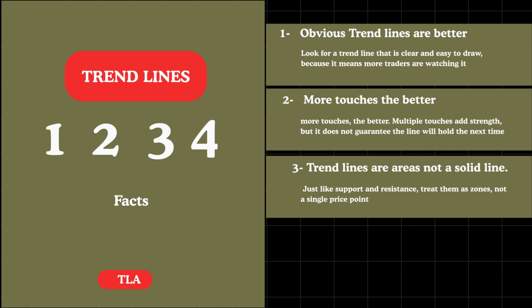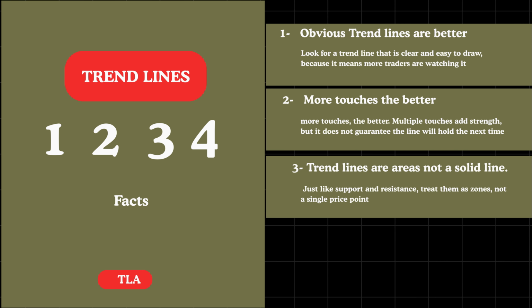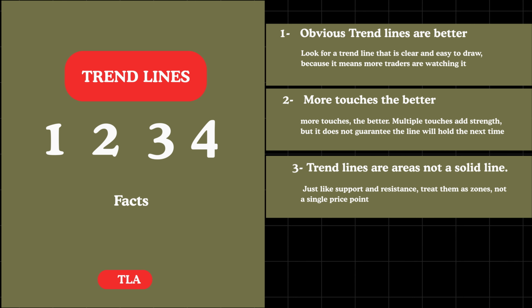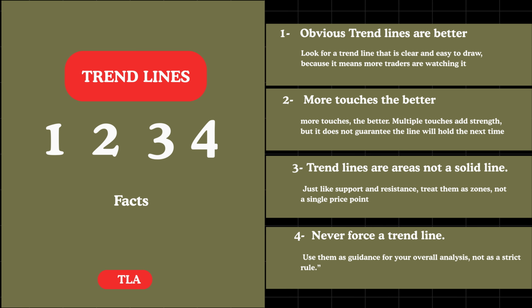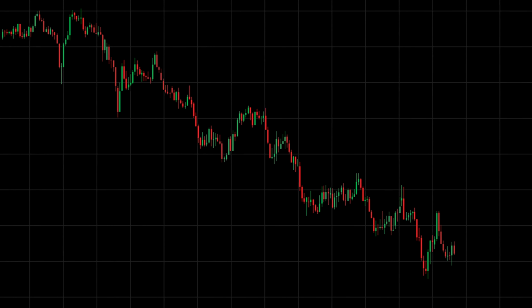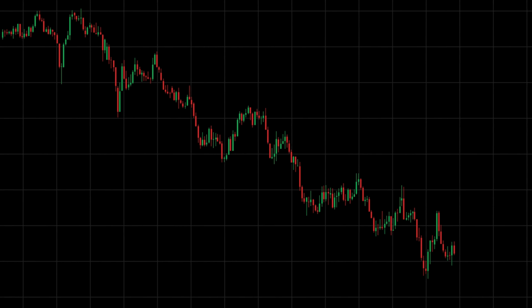Third, trend lines are areas, not solid lines. Just like support and resistance, treat them as zones, not a single price point. Fourth, never force a trend line. Use them as guidance for your overall analysis, not as a strict rule. Now that you know the concepts of trend lines, let me show you how to draw them properly.